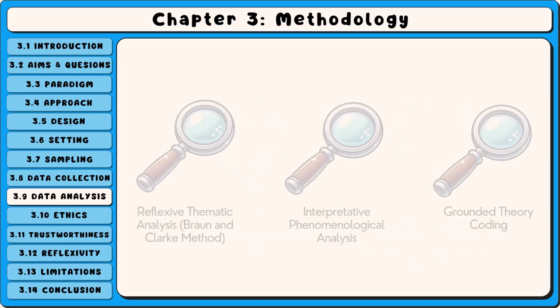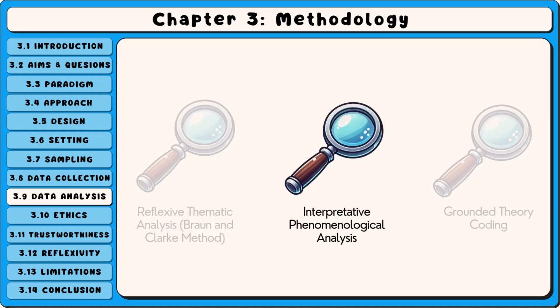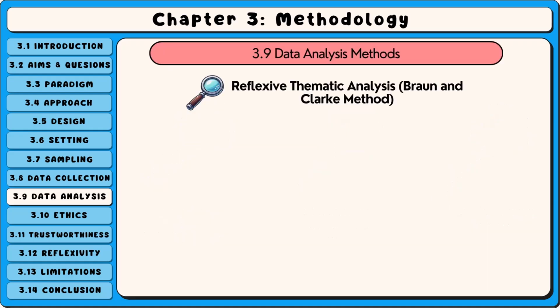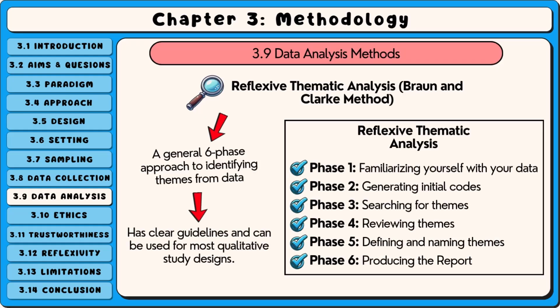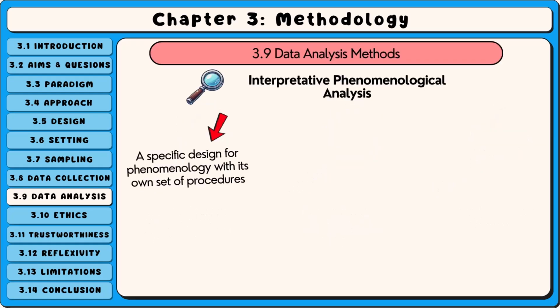Three common approaches to data analysis are reflexive thematic analysis, interpretative phenomenological analysis, and grounded theory coding. Reflexive thematic analysis, which was founded by Braun and Clarke, is a general six-phase approach to identifying themes from data. This approach has a strength that it has very clear guidelines and can be used for most qualitative study designs. It's often considered to be the default data analysis method because it is used across most designs and is very versatile.